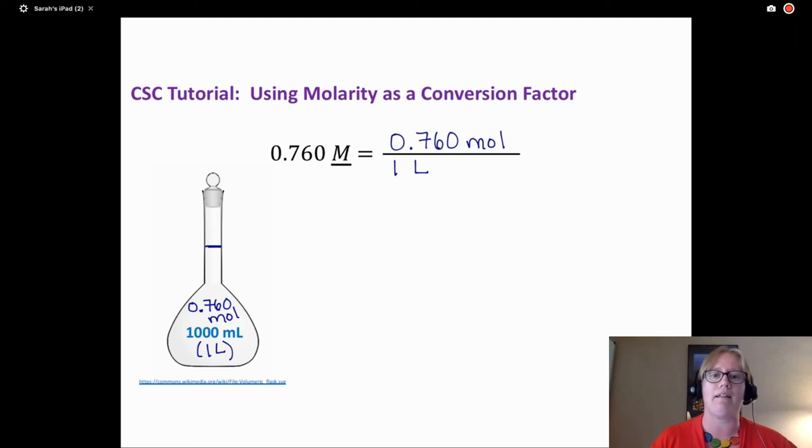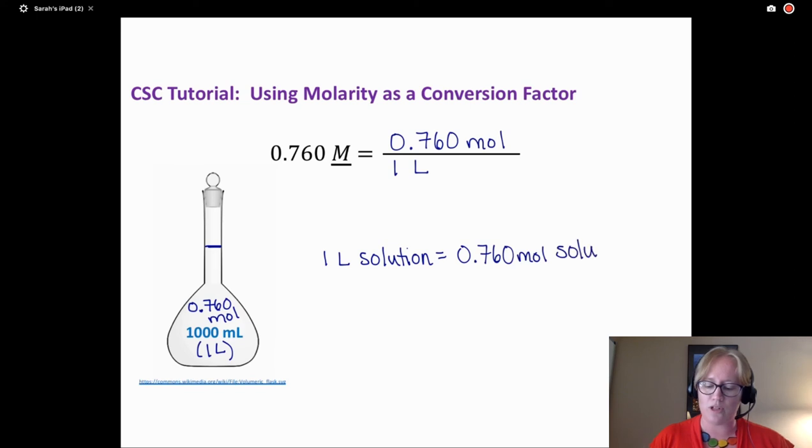And the reason that I'm highlighting this is because this is the key idea in using molarity as a conversion factor. Whether we talk about having 1 liter of the solution or having 0.760 moles of the solute, those are describing equivalent physical quantities. Because if I have 1 liter, in that 1 liter, there's 0.760 moles of the solute. If I have enough solution to have 0.760 moles of the solute, I must have 1 liter of the solution.